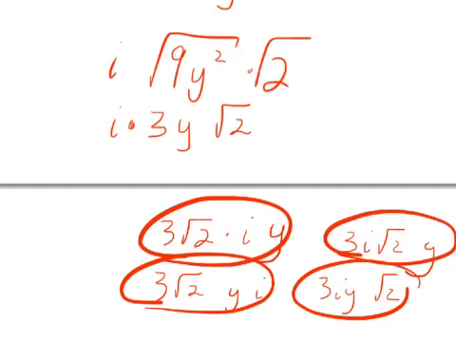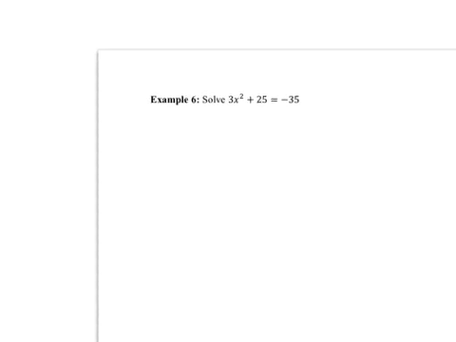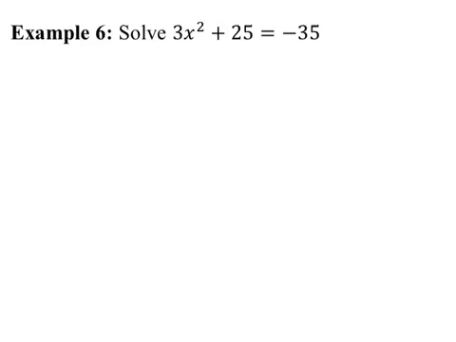Last one. This is for real now. All right, so we have this equation in front of us. 3x squared plus 25 equals negative 35. Anybody want to tackle this one? Not super difficult, but something to think about.